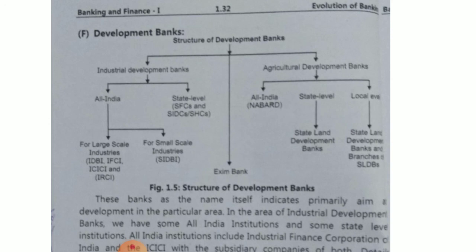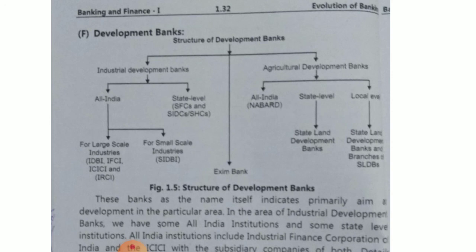Now in Industrial Development Bank, they have all banks. Okay, for large scale industry, that is IDBI, IFCI, ICICI and IRCI. Okay, these are some of the banks. And for small scale industry, which is SIDBI, Small Industrial Development Bank of India. Then at the state level, we have SFCs and SIDCs. Okay, and next is Exim Bank. Then you have Agricultural Development Bank.